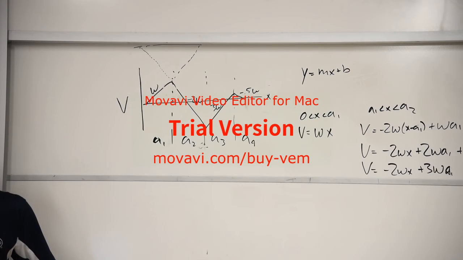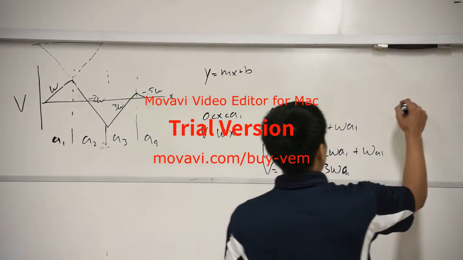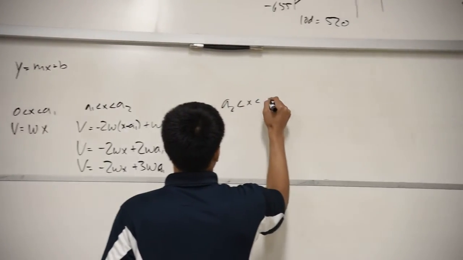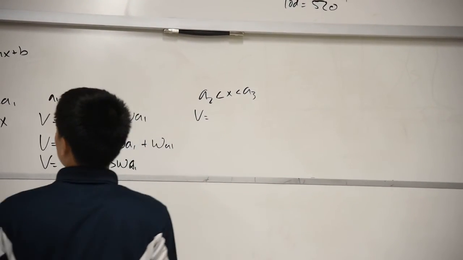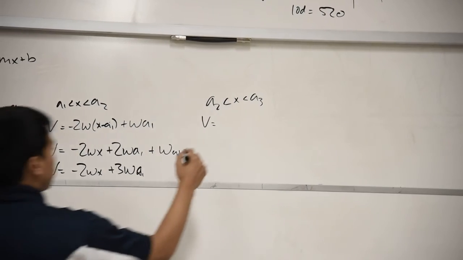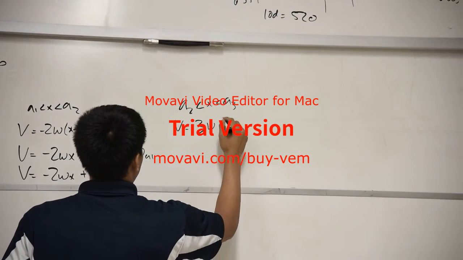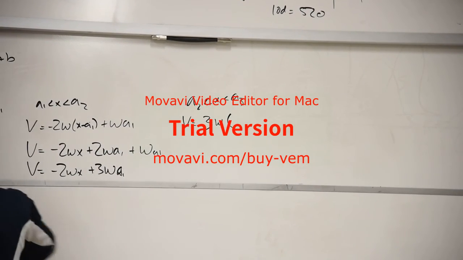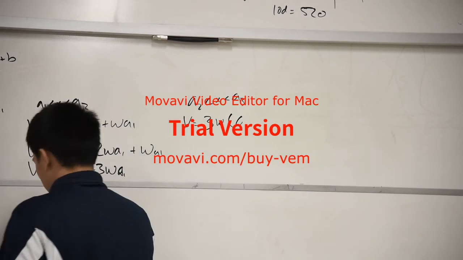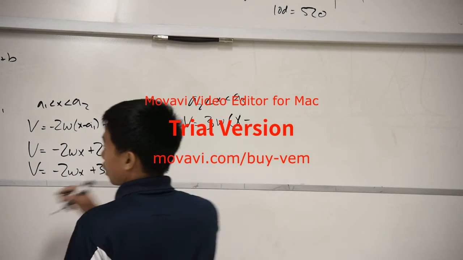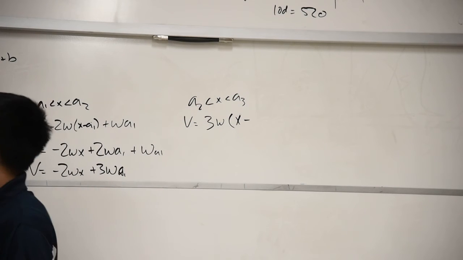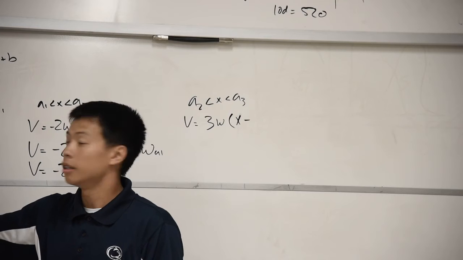Okay? Are there any questions? Okay, so you would just continue the same thing for the next step, from A2 to A3. Your V would be equal to, okay, what's your slope? It's 3W. You're doing the X values, not including A2 and A1, because this slope is only applied to A3.